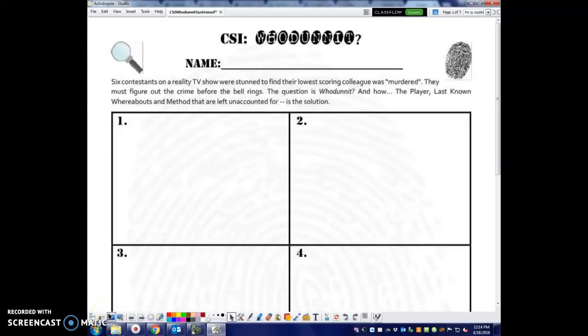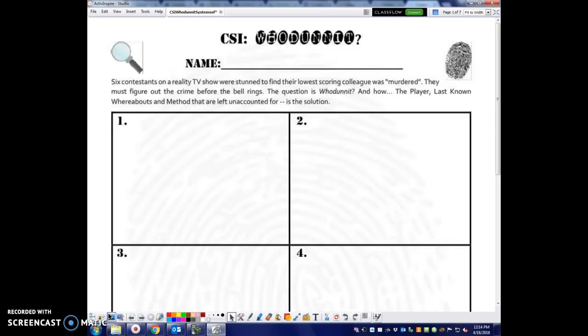All right, so we're now entering systems, okay? So we're going to do this really fun worksheet today called Who Done It? Six contestants on a reality TV show were stunned to find their lowest scoring colleague was murdered. They must figure out the crime before the bell rings. The question is, who done it? And how? The player, last known whereabouts, and method that are left unaccounted for is the solution.